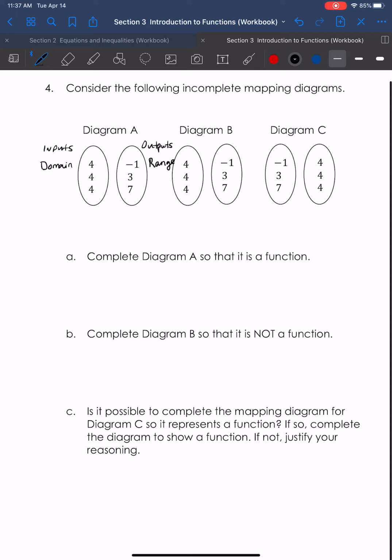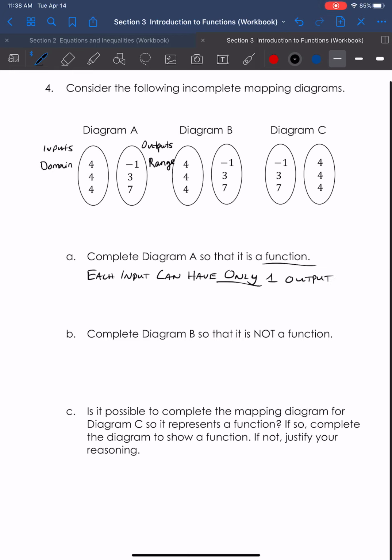Alright, so if we are trying to do part A and complete diagram A so that it is a function, alright, the definition of a function is each input can have only one output.